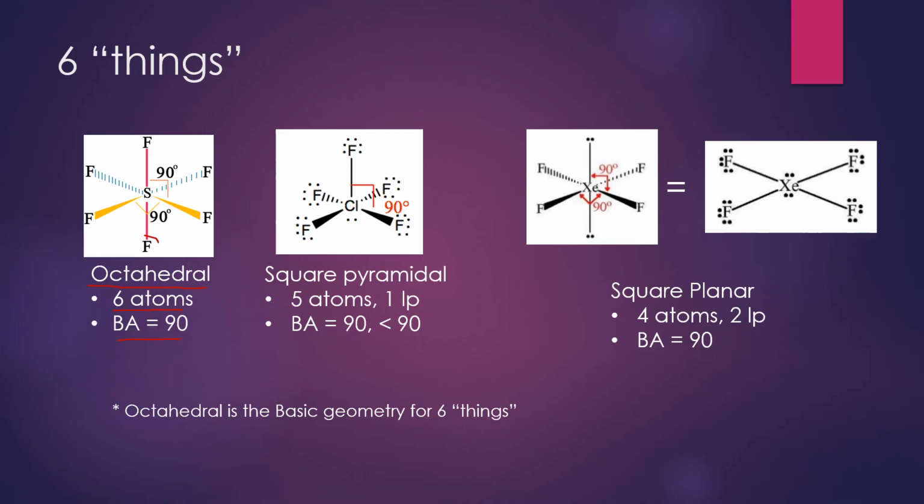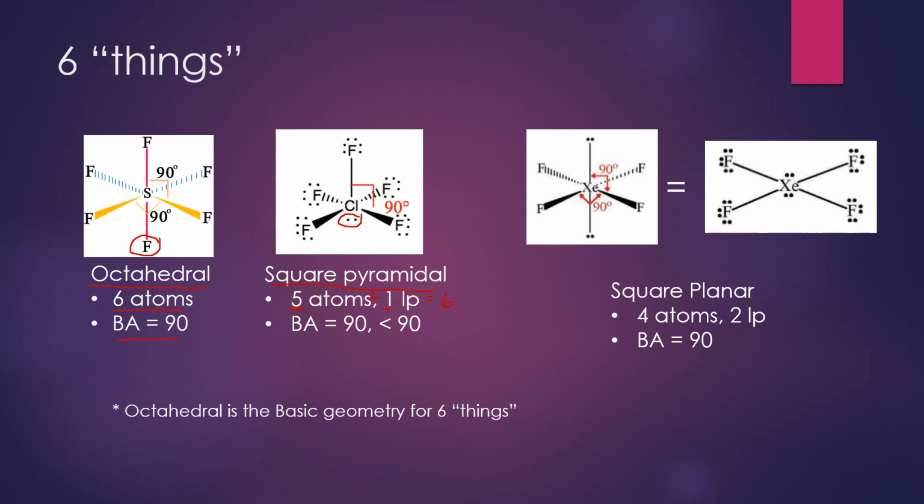Now imagine taking away one of these atoms, one of these fluorine atoms, and instead replacing it now with a lone pair. So when we do that, what we get is a square pyramidal shape. So now we have just 5 atoms around the central atom and 1 lone pair. So it's still a total of 6 things, it's just 5 of them are atoms and 1 of them is a lone pair.